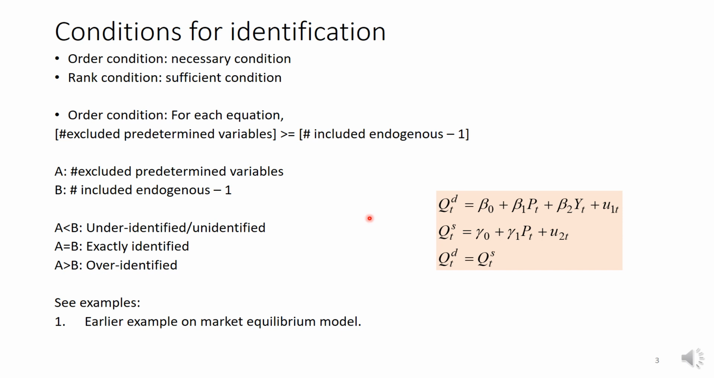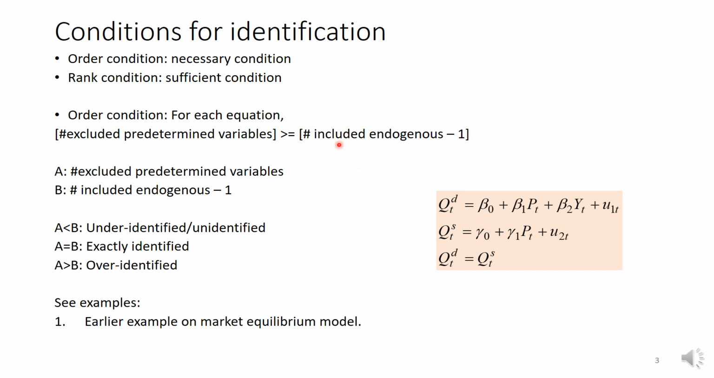Okay, so the example that we had earlier, for instance, for your market equilibrium model, we have two equations that we're interested to estimate. This equation, your demand equation, as well as your supply equation. We're not going to estimate this one. This is just your equilibrium condition. So we want to know whether we are able to estimate this equation or not, and are we able to estimate this equation or not.